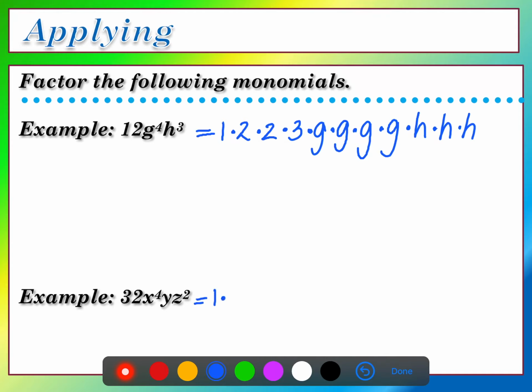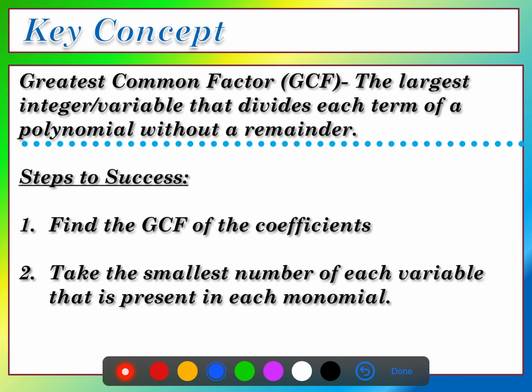So like I said, we always include the 1, and 32 is 2 to the 5th power. So we have 2 times itself 5 times. x to the 4th, y, z squared. I understand these types of problems can have very long answers, but there is a purpose for this. This is building us to our final goal here for the day. We're getting there slowly but surely.